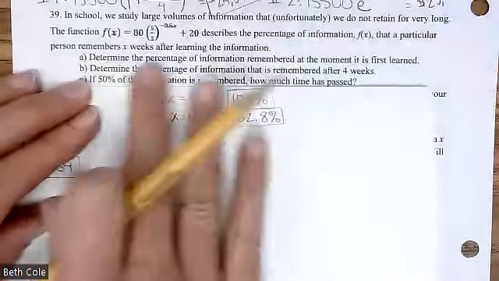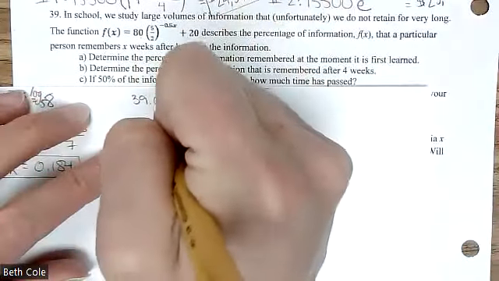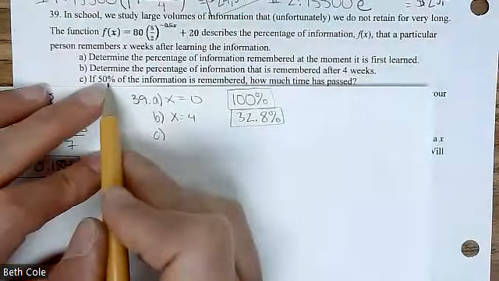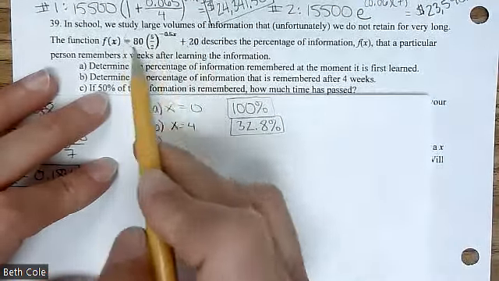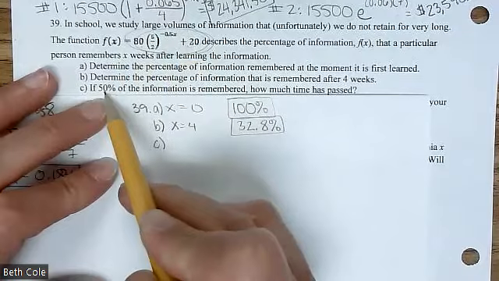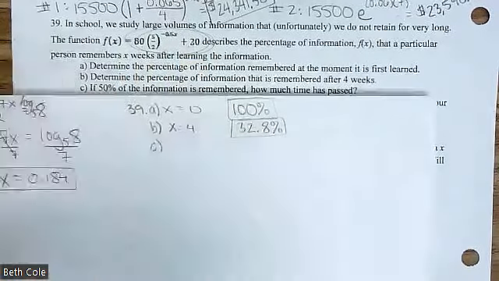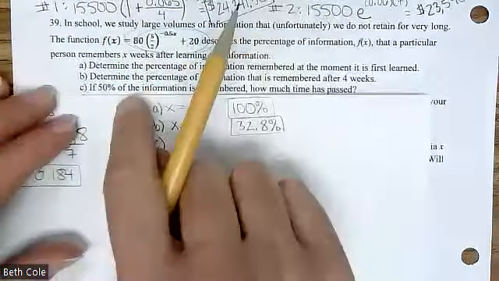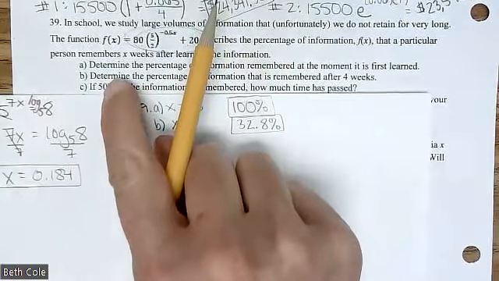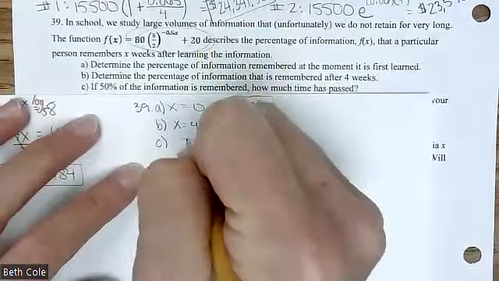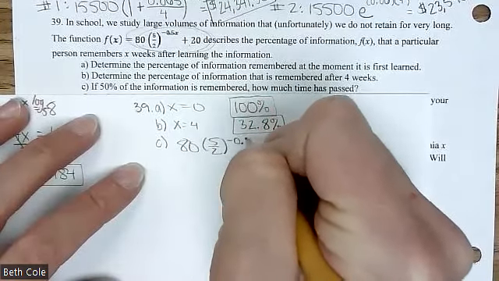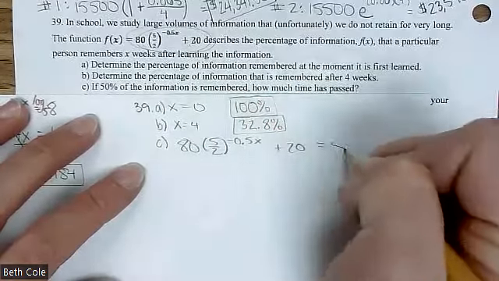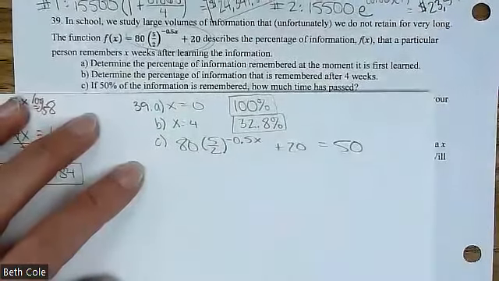All right. Now this one's backwards. It says if you remember 50% of the information, how much time went by? That means you're going to take this equation and set it equal to 50. Now, in this case, the percent is kind of the units that we're using, so it would just be 50. So you're going to take this whole equation and set it equal to 50, and then we're going to solve.